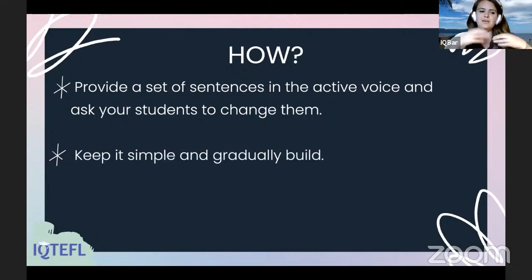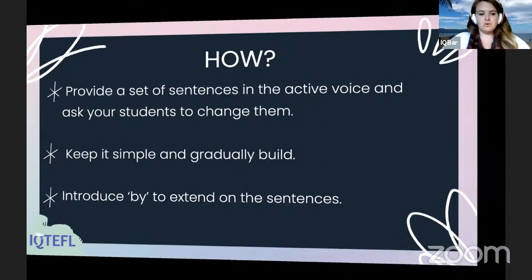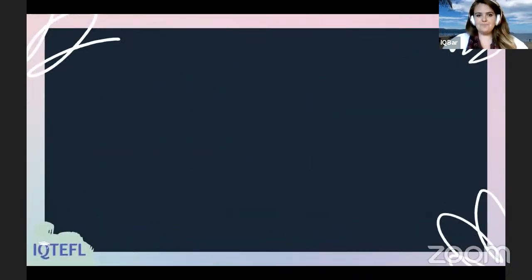That would be a lot easier to identify what is the object in that initial sentence. How do I change that to become the subject? Keep it simple like that. And as I said, try to gradually build on it. Teach them how to make the sentence with the subject and verb and the past participle first, and then introduce the by statement at the end once they have that routine down. So we can look at a few examples here.